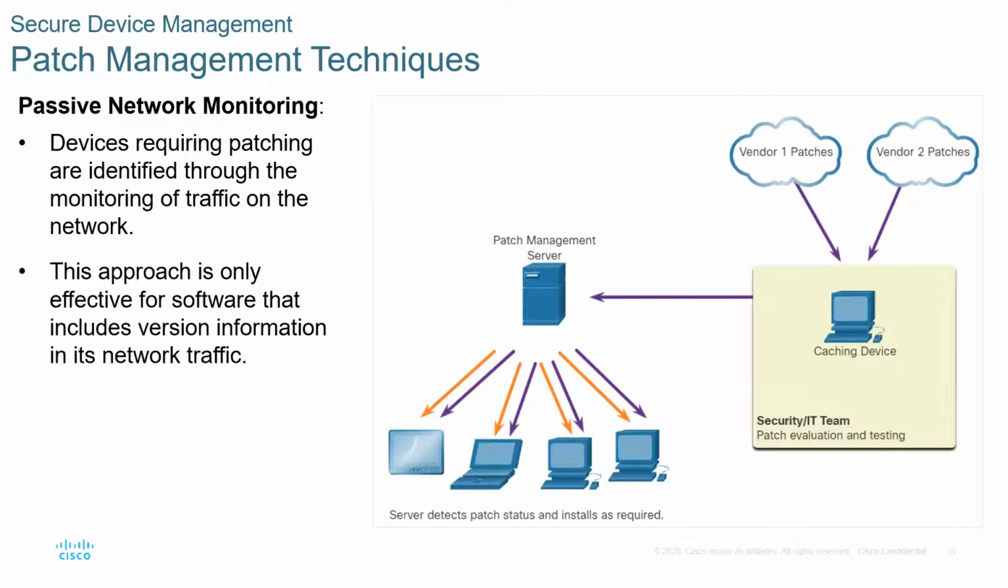You also have passive network monitoring. These are going to be devices that require patching and are identified through monitoring of traffic on the network. This approach is only effective for software that includes version information in its network traffic. So if you're looking at a web server or something like that, and you know which web server you're running, for example, Nginx, that information is actually passed within the network traffic, and therefore we can determine whether or not it needs to be updated.